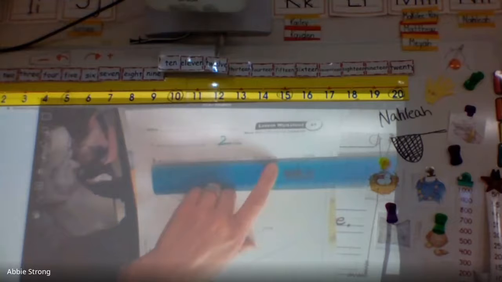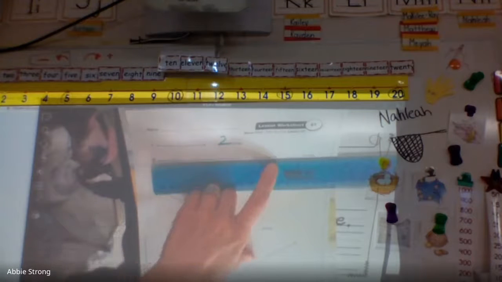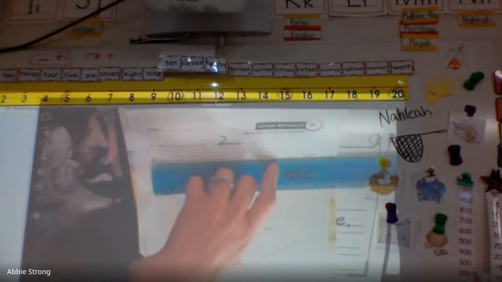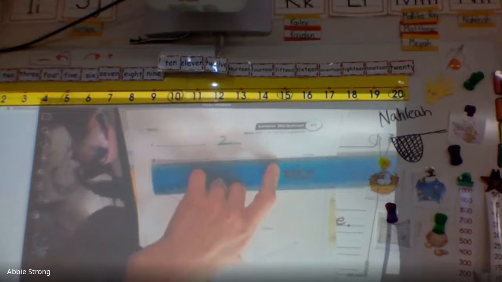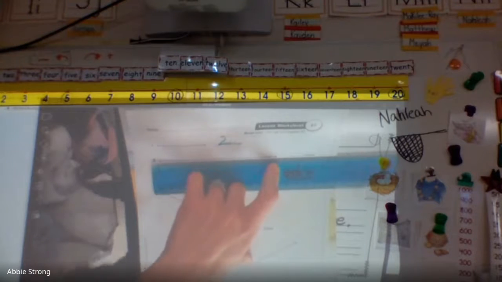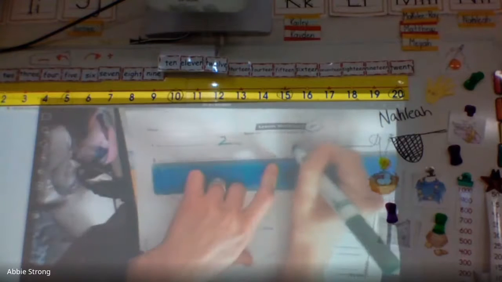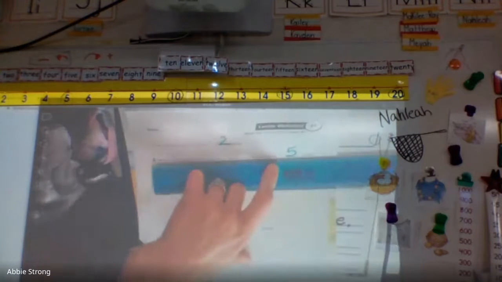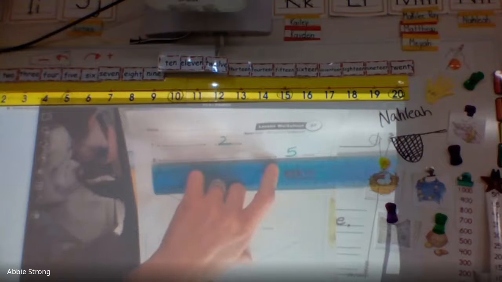Hands up, tell her. Okay, here we go. If you agree with Savannah, say yes, I do. Yes, I do. Okay, but we have to give the measurement. This line is 5 inches. 5 inches long. Put a 5 on this line. 5 inches long. All right.